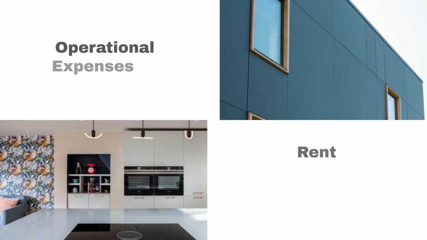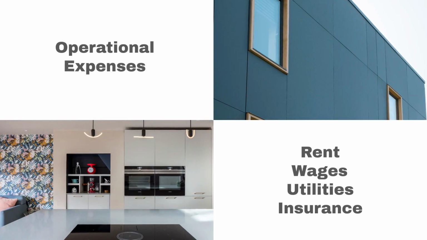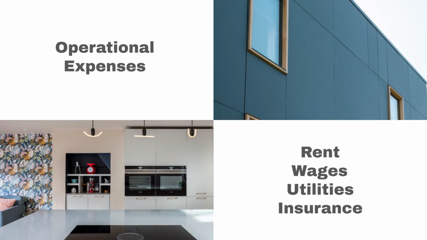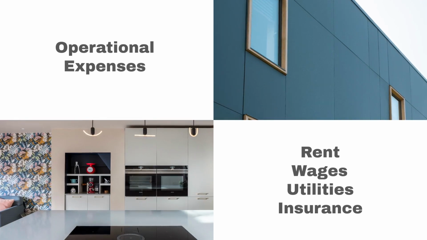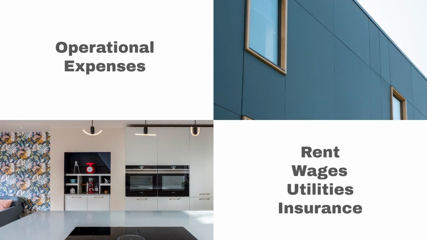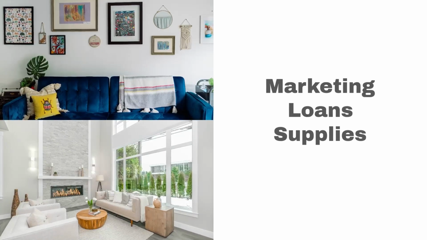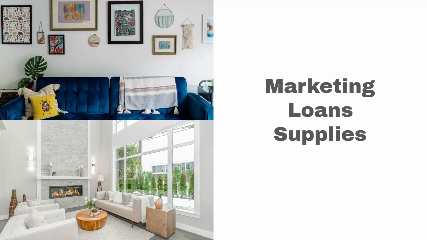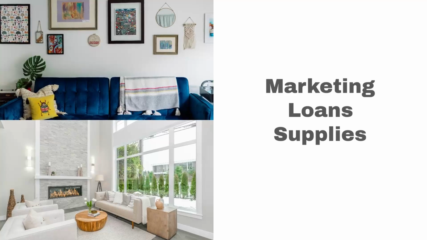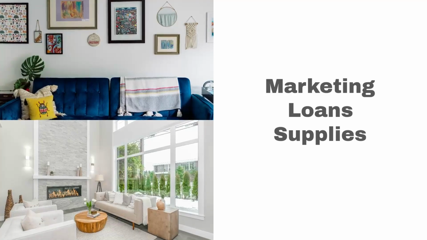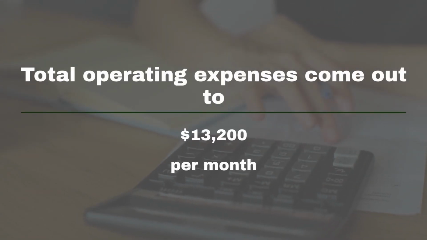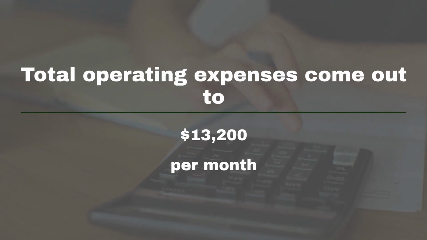The business has monthly expenses, which include $4,500 for rent, $5,950 in employee wages, $400 for utilities, $250 for business insurance, $250 for marketing costs, $1,450 in loan and equipment payments, and $400 for supplies. The total operating expenses come out to $13,200 per month.